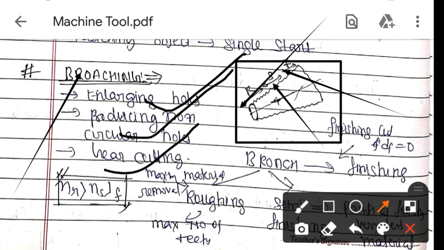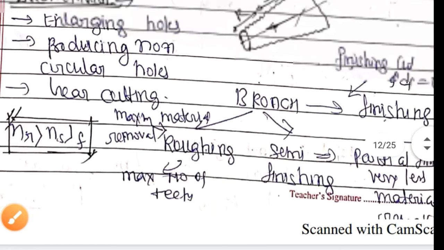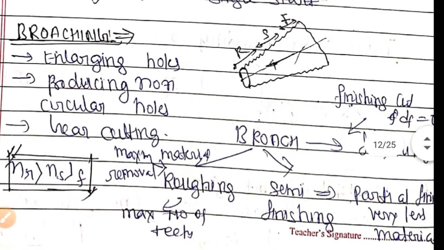So the broaching tool is basically used for enlarging the hole. This also removes the material, right? So coming to the broaching tool, the broach has a maximum material removal rate. I told you what R, S, and F are.